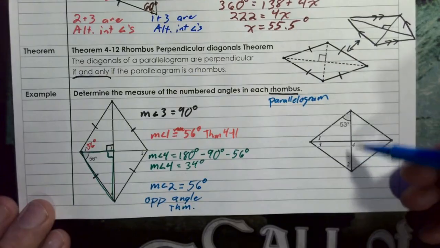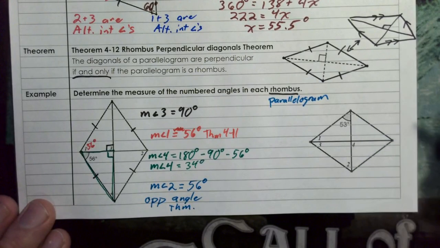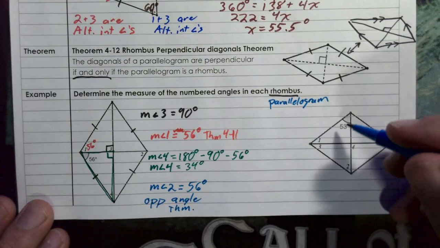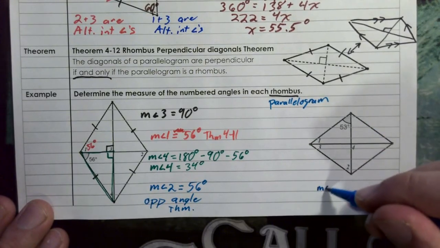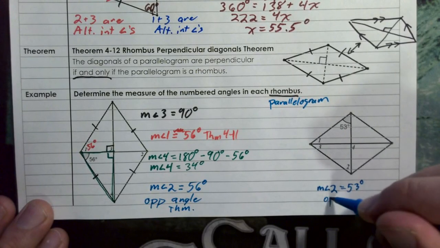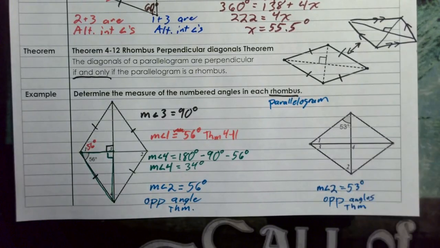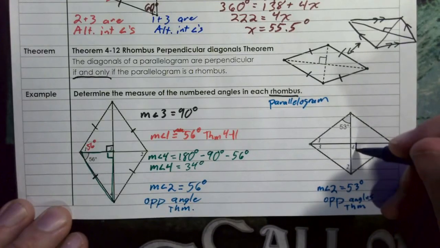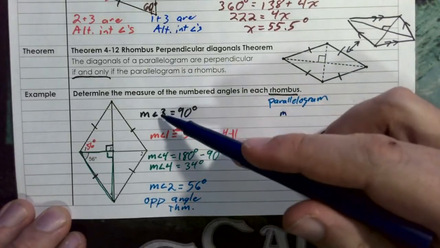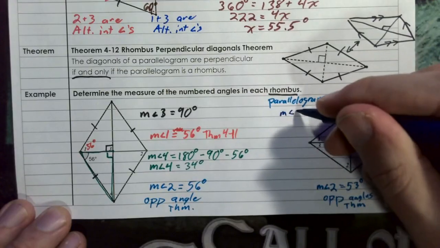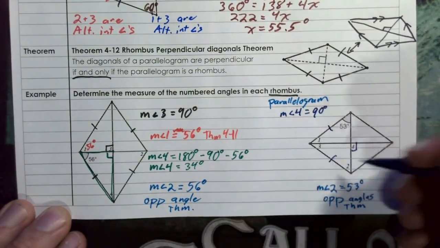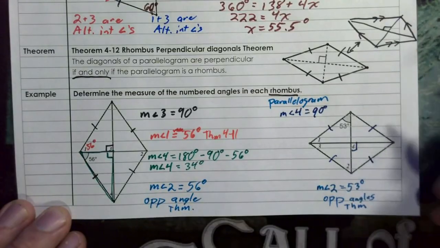We can use that same logic over here, 53 and 2. Those are opposite angles, so those two have got to be equal to each other. They're also both cut in half from this idea that we've got a rhombus. So the measure of angle 2 over here is also got to be 53 degrees by our opposite angles theorem. We can get the measure of angle 4 right here the same way that we got our measure of angle 3 over here, that the measure of angle 4 has got to be 90 degrees because diagonals inside of a rhombus are always going to be 90 degrees.